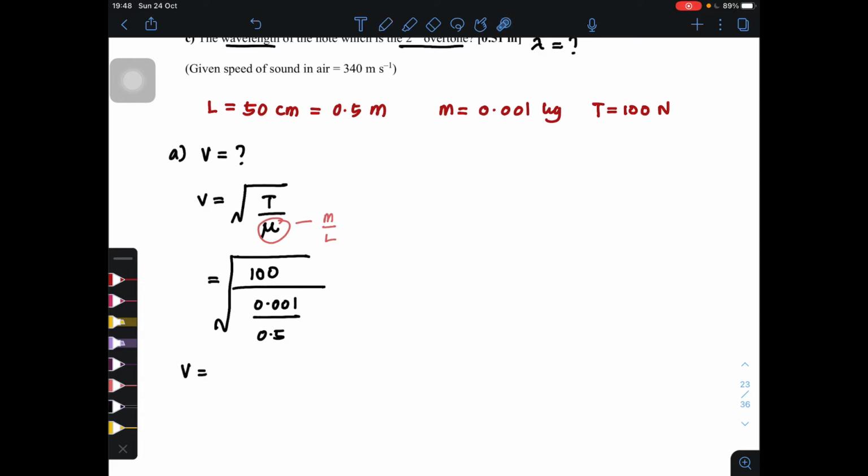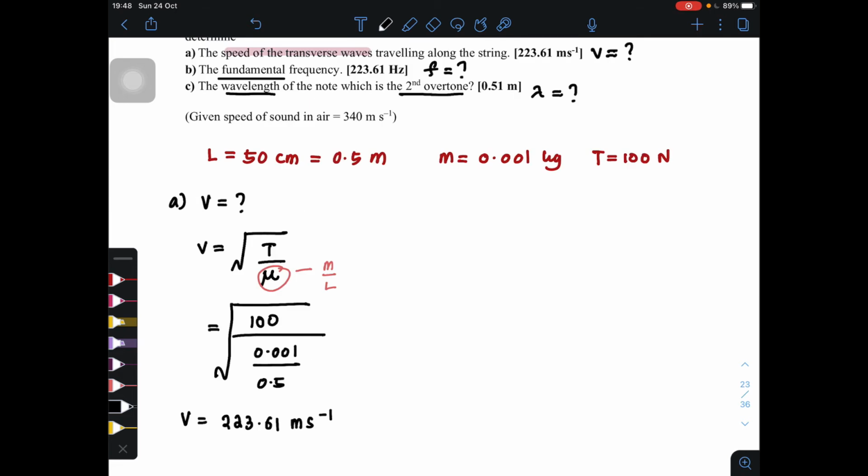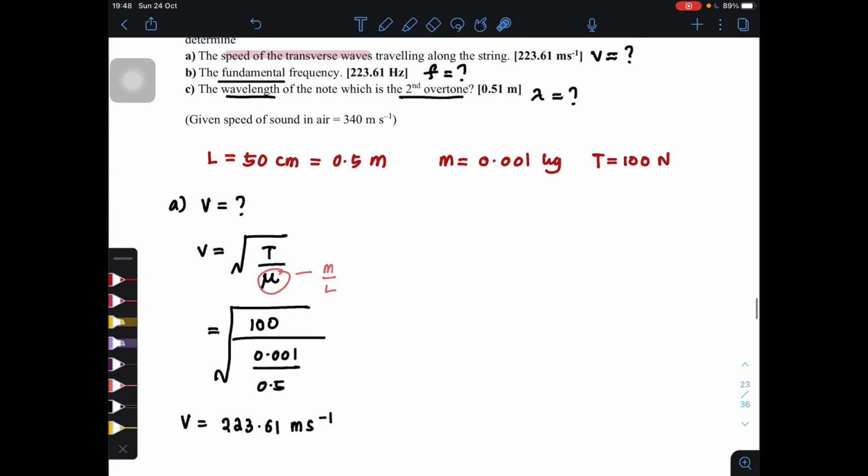So here you need to make sure that all of the value here are in SI unit because we want our speed in SI unit, which is meter per second. So tekan calculator and then you will get the speed is equal to 223.61 meter per second. Okay, second one, we want to find the fundamental frequency.